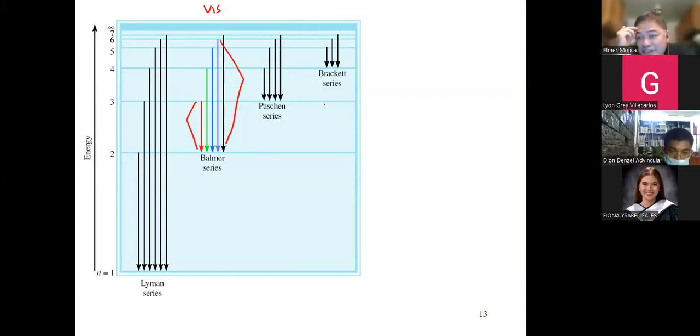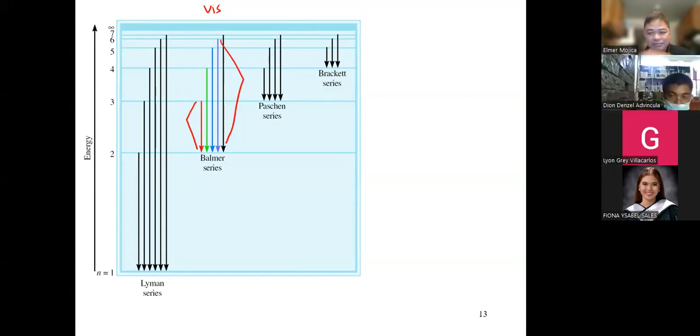Yan yung lowest energy. And, I don't know if you see it, you might ask, bakit po siya yung low? Because the transition that you have is from here going here. So, ito lang yung equivalent energy niya. Compare it to the one coming from here, going here. Make sense?